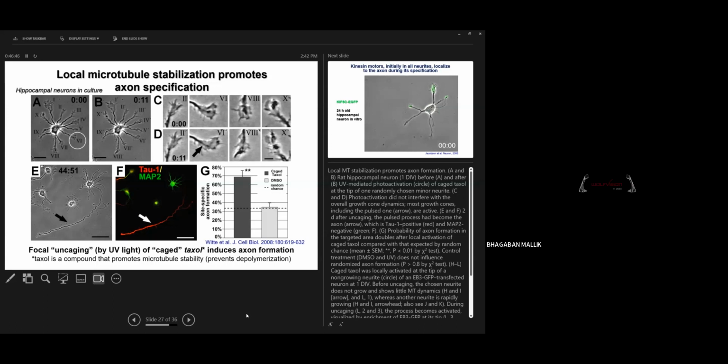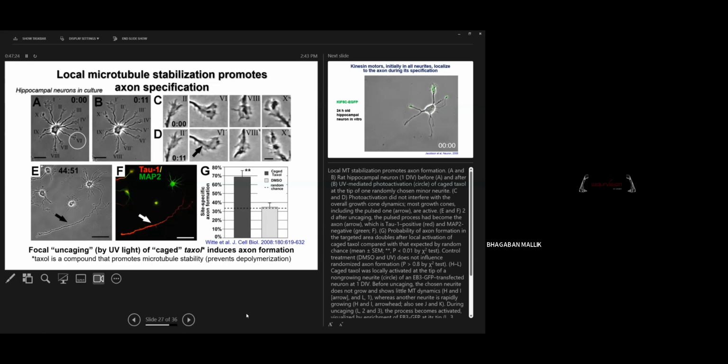They grow these cells with caged taxol, and now they want to study the development of one neurite. They photoactivated that neurite by putting on UV light, so that the taxol which was caged becomes uncaged. After 11 minutes of uncaging the taxol, you do not see any problem in the growth of the microtubule. At 0 minutes you have the growth of the microtubule, and after 11 minutes you still see the growth. That means uncaging the taxol doesn't affect microtubule growth.